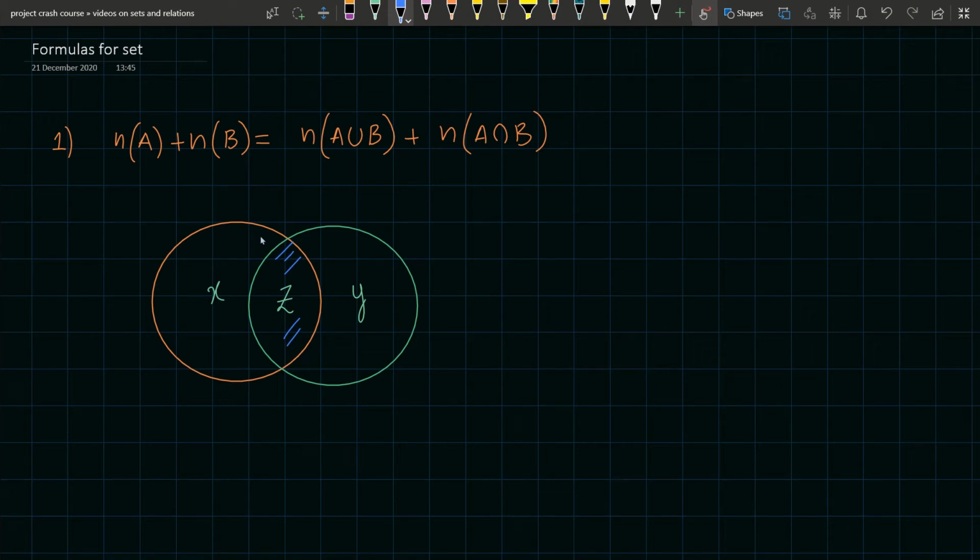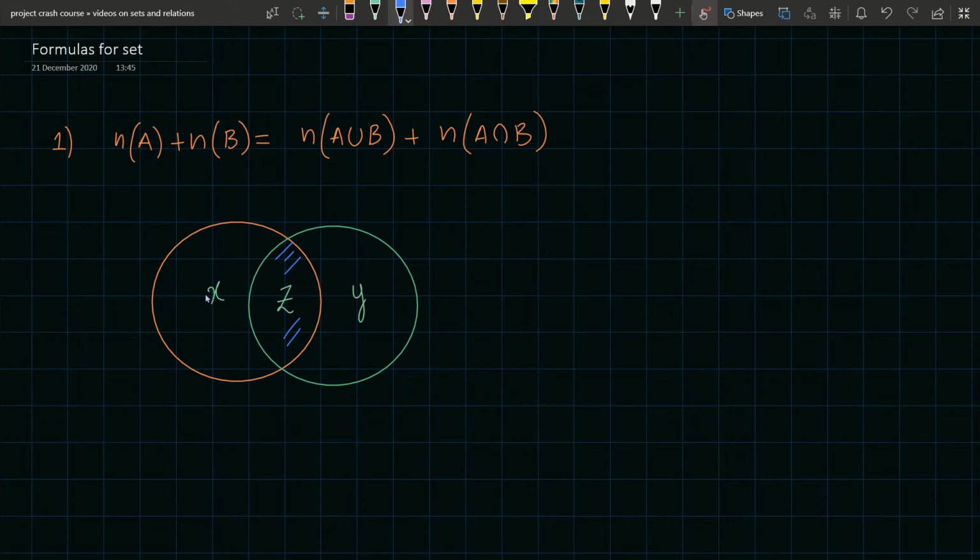Today we'll be looking into formulas for sets. In the last video, we talked about how different types of sets exist and then how intersection of two sets, three sets, and we talked about some problems on that. Today we'll look into a general formula for all the possible set problems, right?